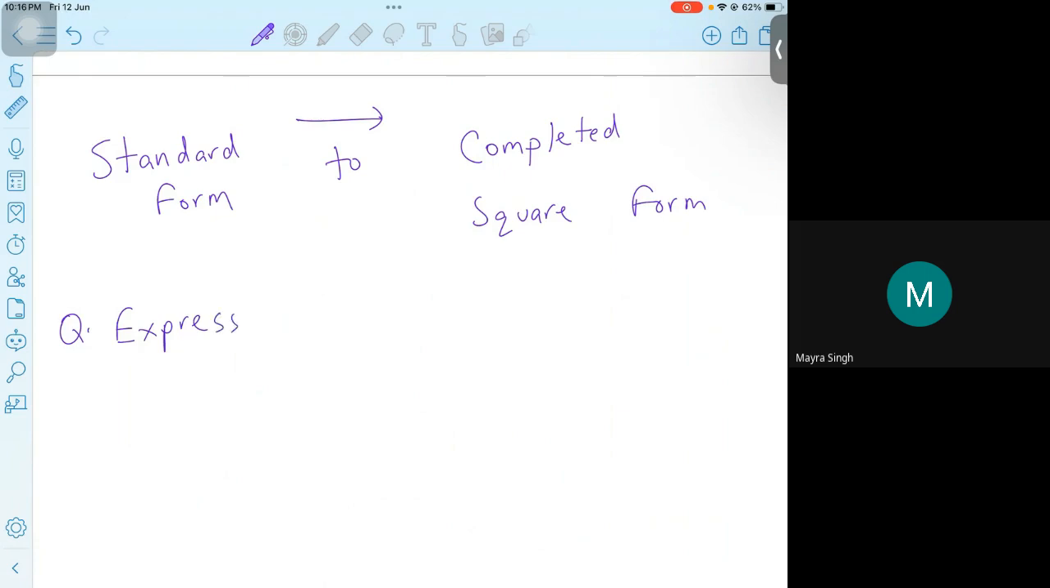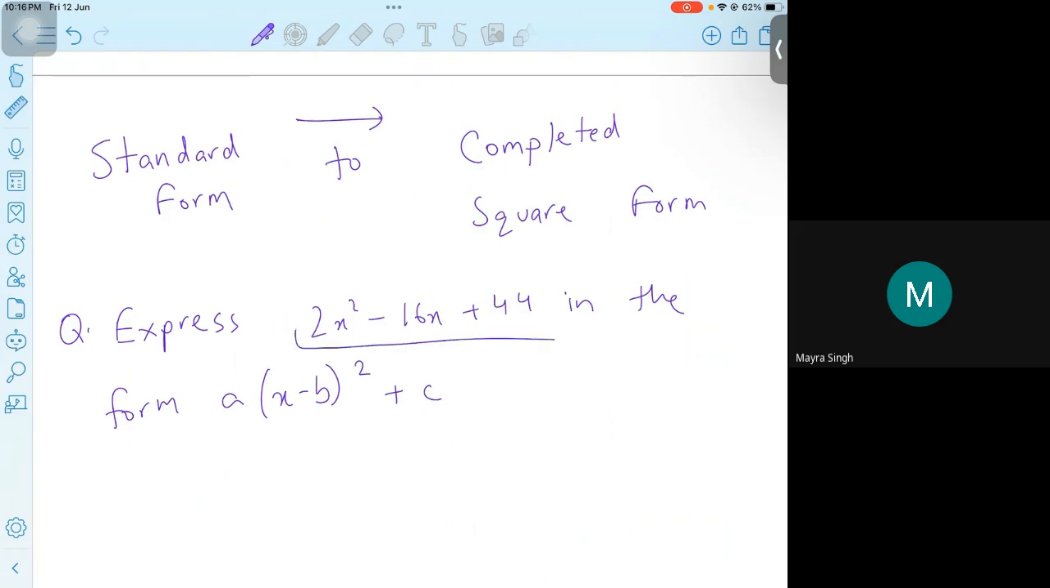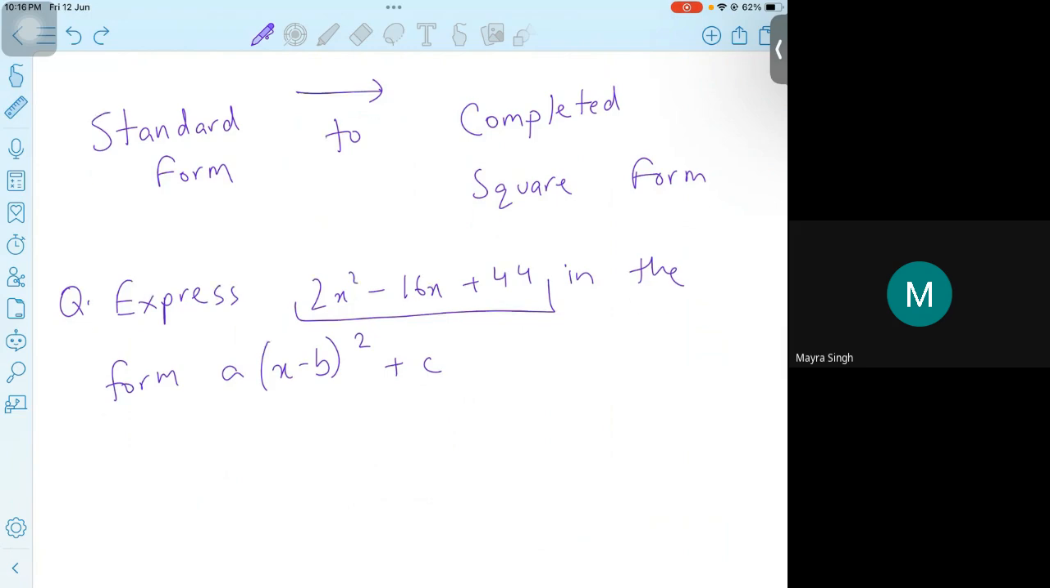So express 2x squared minus 16x plus 44 in the form a(x minus b) whole squared plus c. Okay, so the question is going to give you an equation and they expect you to convert this into this form. So let's break down the steps very slowly for anyone who's doing this for the first time. And if you know how to do this, I'd highly recommend that you try doing it as well, and then match your answer with mine.